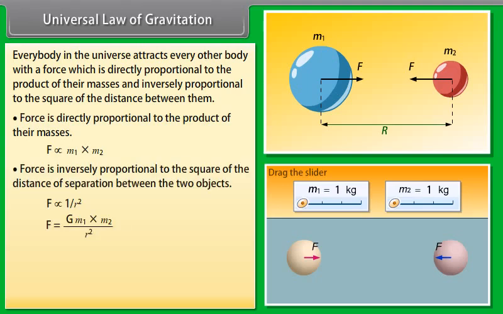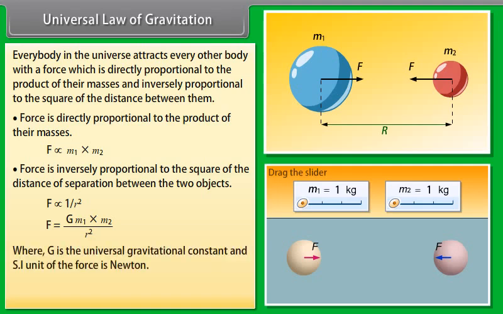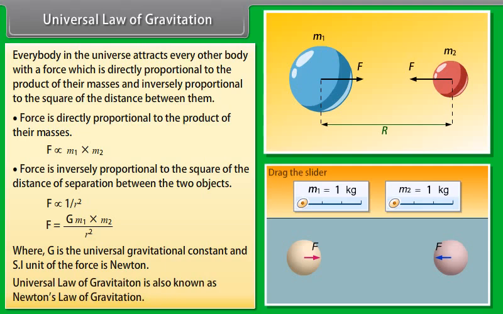Force is inversely proportional to the square of the distance of separation between the two objects, where G is the universal gravitational constant and the SI unit is Newton. Universal law of gravitation is also known as Newton's law of gravitation.